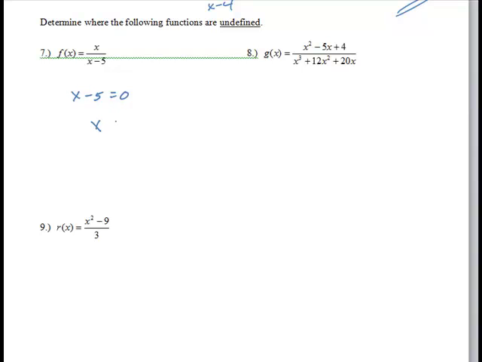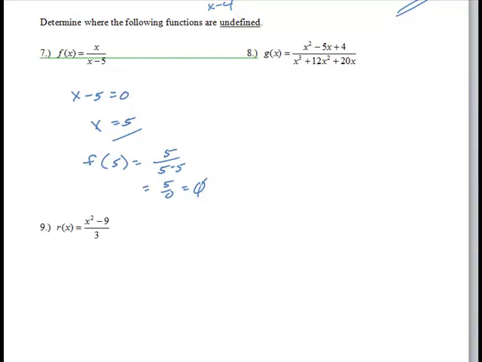So example 7, x minus 5, set it equal to 0. Gives us a real simple equation. Solve for x. X is equal to 5. When x is equal to 5, there will be a 0 in the denominator, as we see if we evaluate the function at 5. 5 over 5 minus 5 leaves us 5 over 0, which of course is undefined or does not exist.